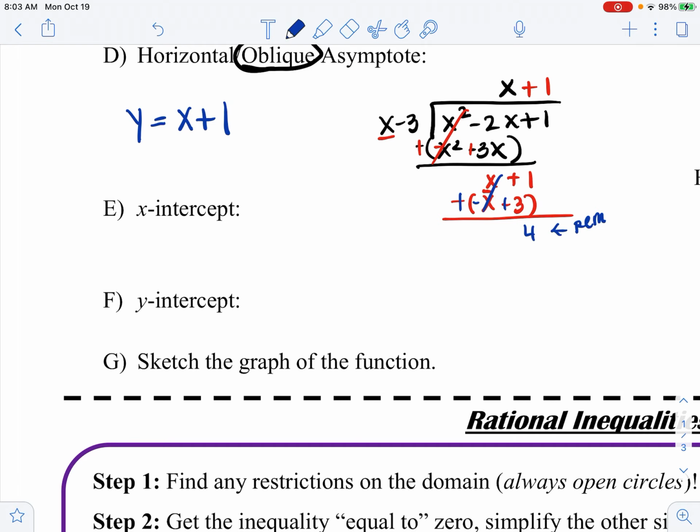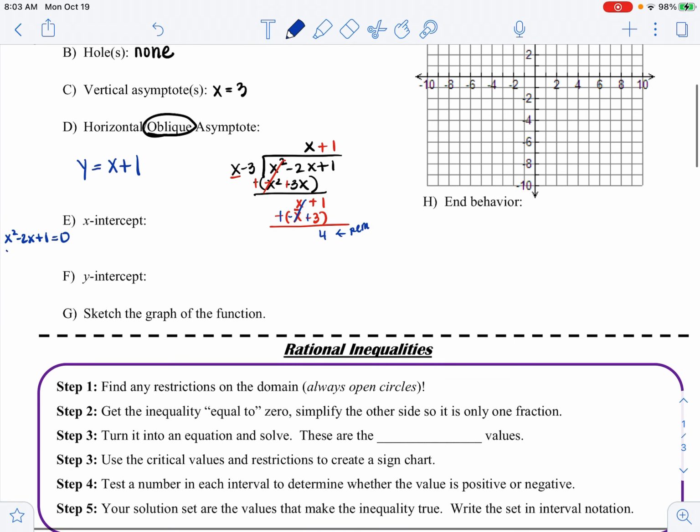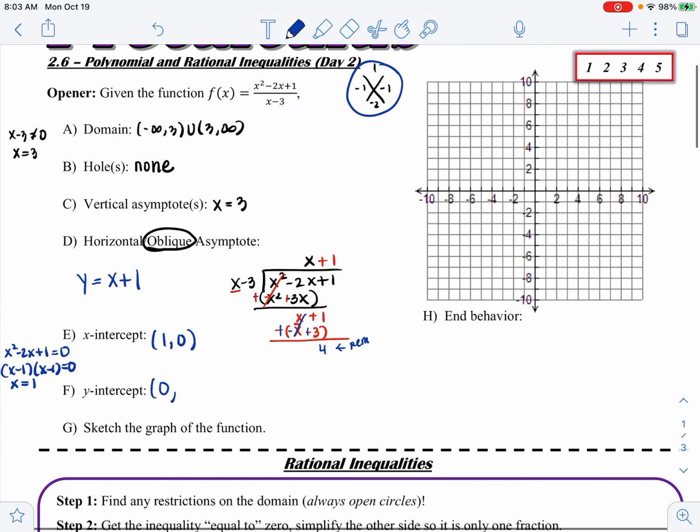All right, x-intercepts. Your x-intercepts you get by setting y equal to 0 and solve, or f of x equal to 0 and solve. Since this is a fraction, in order for a fraction to be equal to 0, the numerator has to be equal to 0. So I'm going to set the numerator, x squared minus 2x plus 1, equal to 0 and solve. I already factored that up here, all right? So I know it's x minus 1 times x minus 1. So I get x equals 1 and x equals 1, but I'm not going to write it twice. It's just one x-intercept. So my x-intercept, remember, is a point, 1, 0.